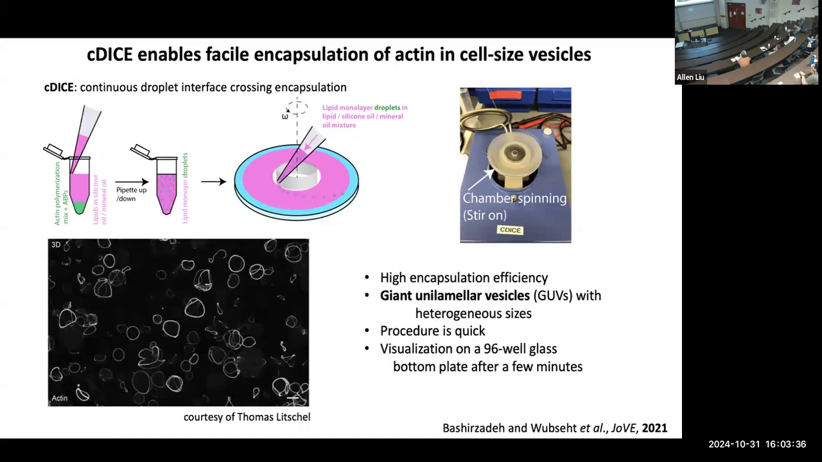Okay, and here are examples of what that looks like when we use actin and another cross-linker. You don't see the circle, you don't see the membrane, but you see these objects are encapsulated within a lipid bilayer. We call this giant unilamellar vesicle, or GUVs. They're heterogeneous in size, but they're very easy to make, very quick, and relatively simple. And then we can image them right away on a 96-well plate.